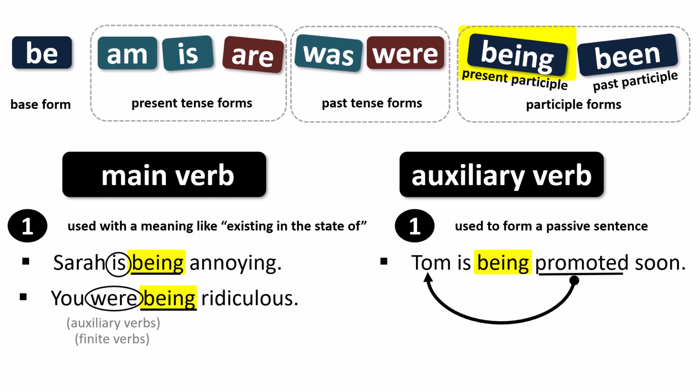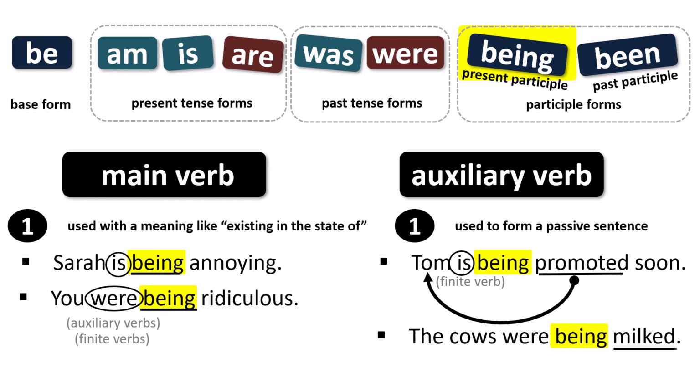Before we look at another example, look at this. We have is being used as an auxiliary verb. In this sentence, it is the finite verb. It's the one that tells us the tense. Let's put up another example of a passive sentence. The cows were being milked. Being is an auxiliary verb. The main verb is milked. Remember, the action of the verb is done to the subject. Were, which is also the verb to be, is being used as an auxiliary verb as well. In this sentence, it is the finite verb, the one that tells us the tense.